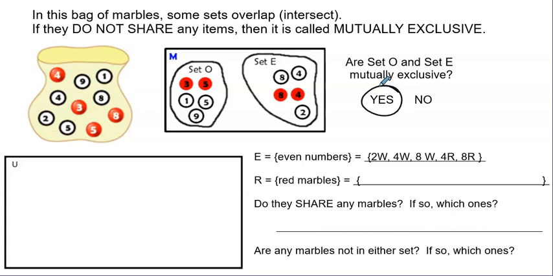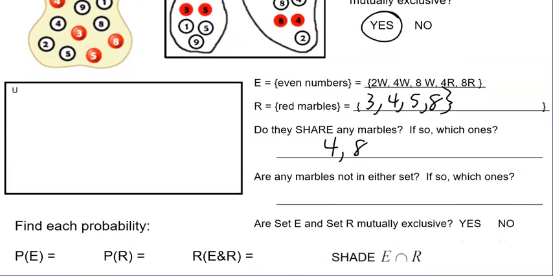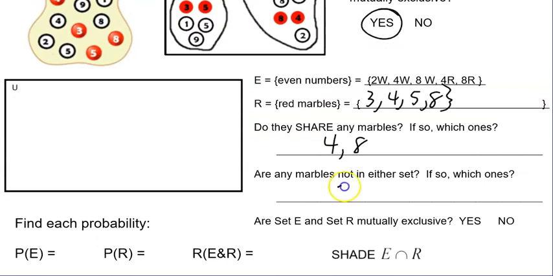Now, E is even numbers. We have 2 that's white, 4 that's white, 8 that's white, 4 red, and 8 red. That's E for even. Now, red marbles, what do we have? Well, we have 3, 4, 5, and 8. Those are our red marbles. Do they share any marbles? Well, yes. 4 and 8. Are any marbles not in either set? Well, yes. That would be 3 and 5.